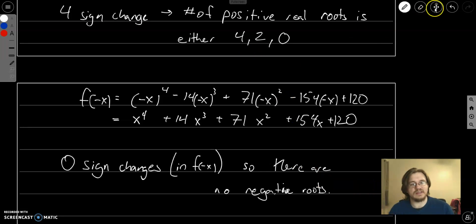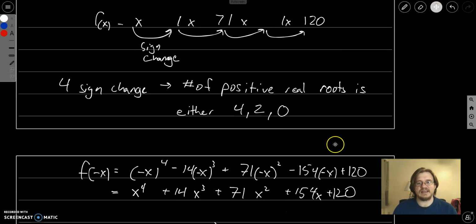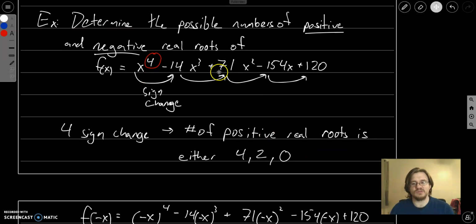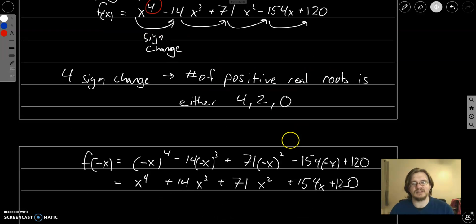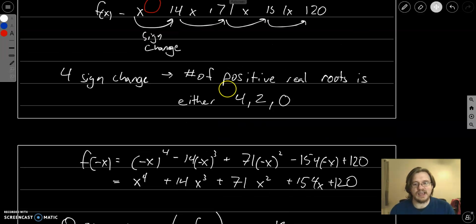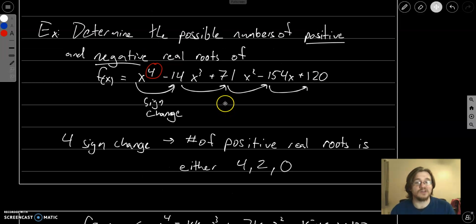So one thing to keep in mind is that this is only talking about real roots. So this could have complex roots, this could have imaginary roots, but as far as real roots go, we can either have 4, 2, or 0 positive ones, and there can't be a negative real root. So it's just a nice easy way to see how many roots a polynomial can have.